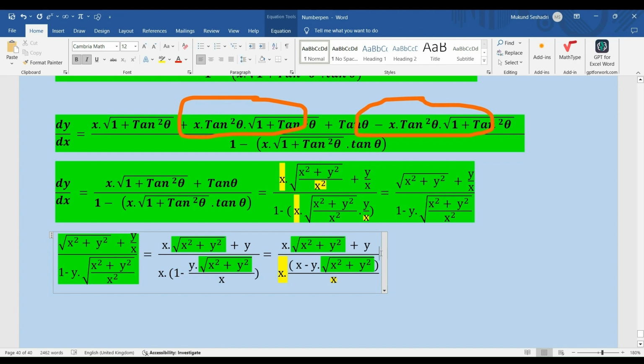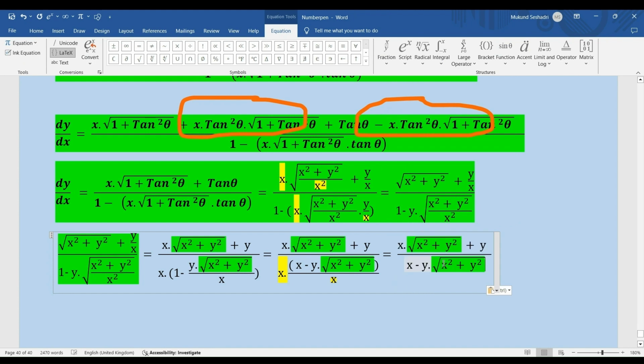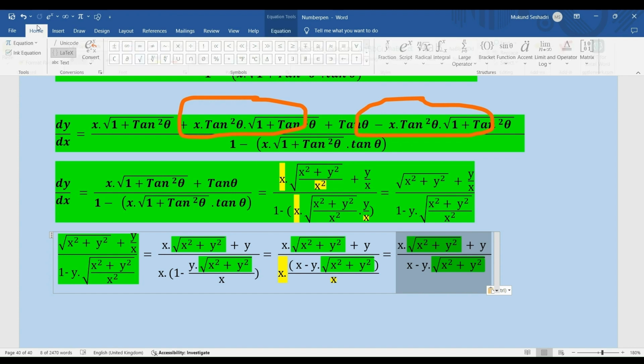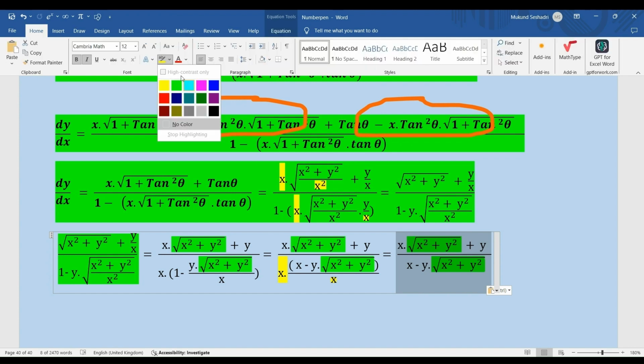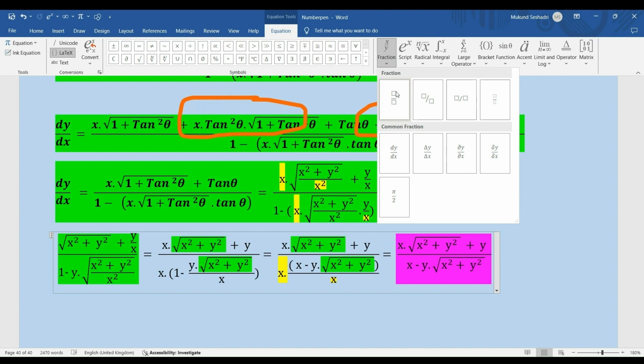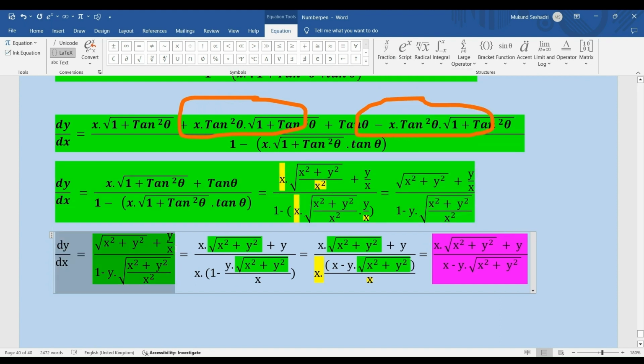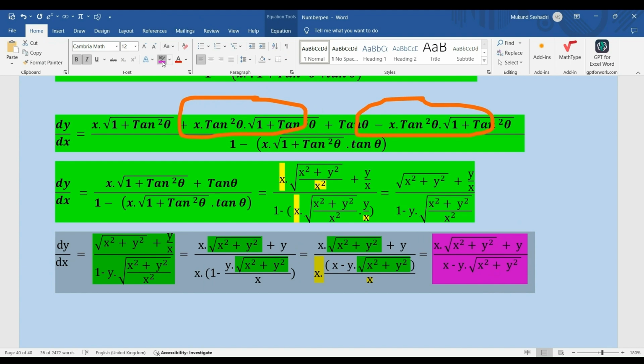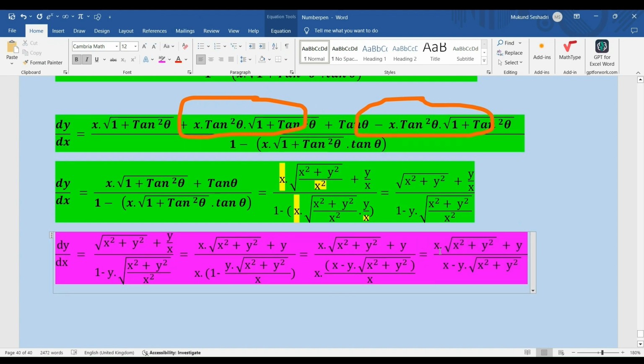And therefore, I have my final answer. So this is what I have, right? I don't think we have an opportunity to further simplify. So let me highlight it in pink. And there we have our final dy by dx, right? Just going to highlight the entire thing in pink. That's the color we've been using to highlight our final answer.